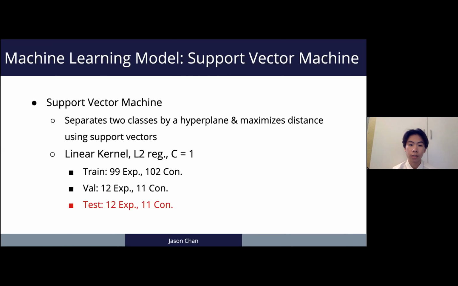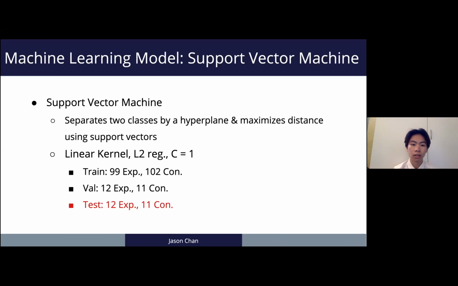This is a support vector machine for my project. And what a support vector machine does is it essentially separates two classes by a hyperplane, maximizing the distance using support vectors. Now, support vectors are just the data points that are closest to the margin of the different classes. And so what a support vector machine does is it tries to create a line or a division between these two classes that can best categorize them.